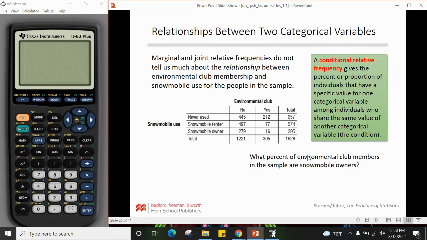So it says, what percentage of environmental club members in the sample are snowmobile owners? So what percentage of environmental club members? So we know yes. And what percentage of those own a snowmobile? So there's 16 of them, but they have to be in the environmental club. So it would just be 16 out of 305. So 5.2% of environmental club members own a snowmobile. So it's a little bit easier to understand the relationship between those two with this conditional relative frequency.